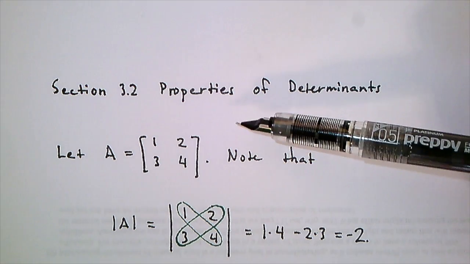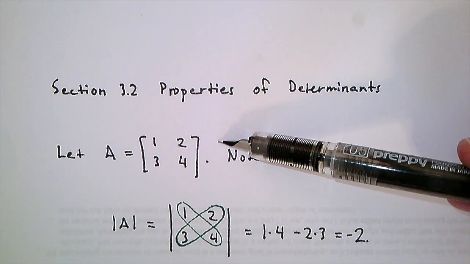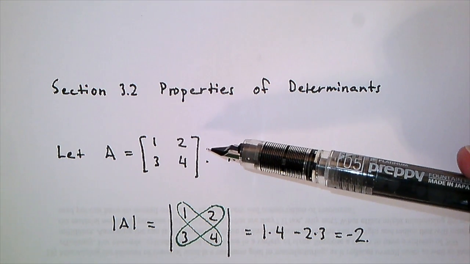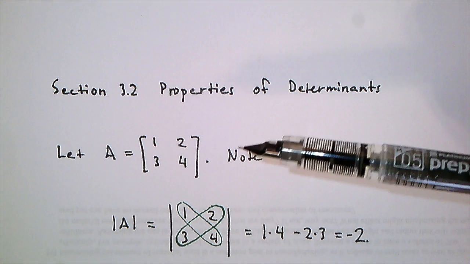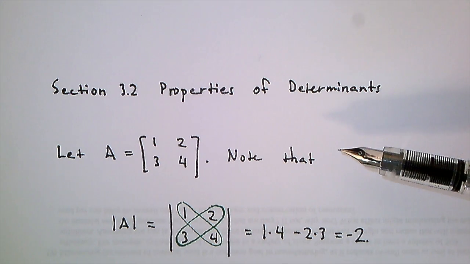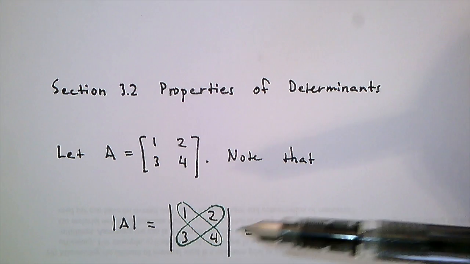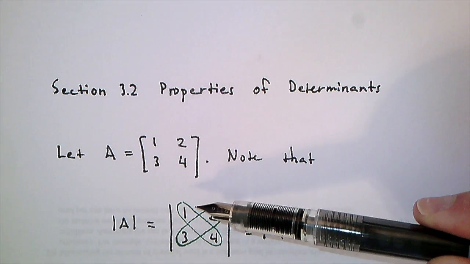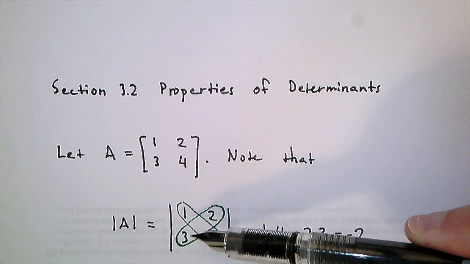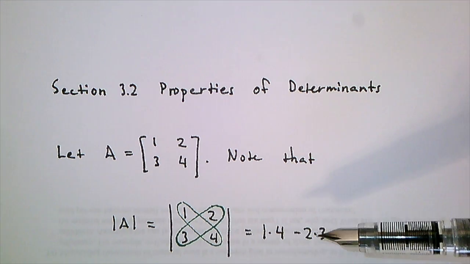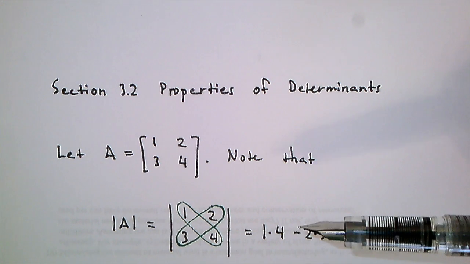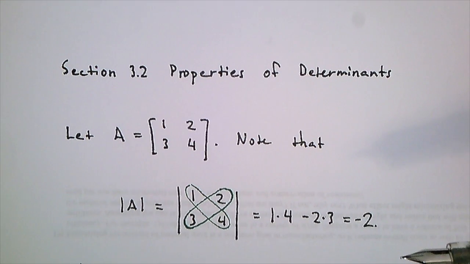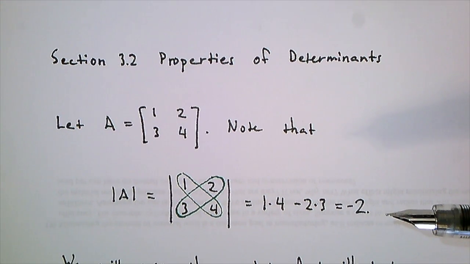To illustrate the theorem, we're going to have this matrix A. It's a 2 by 2 with 1, 2, 3, 4 on the rows. And we're going to start by computing the determinant of A. Remember, the determinant of a 2 by 2 matrix is computed by multiplying the diagonal entries and then subtracting. So 1 times 4 minus 2 times 3 gives us minus 2 for the determinant of A.